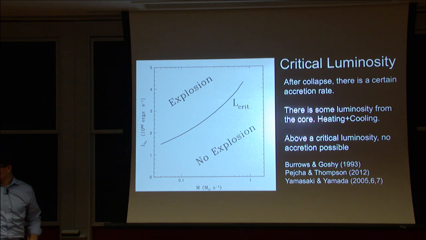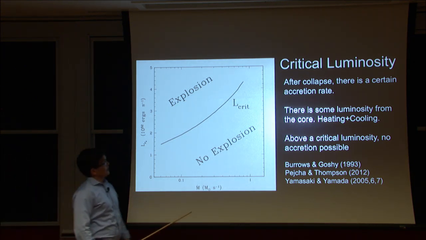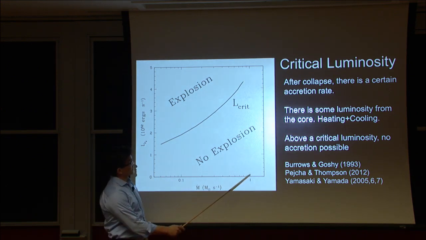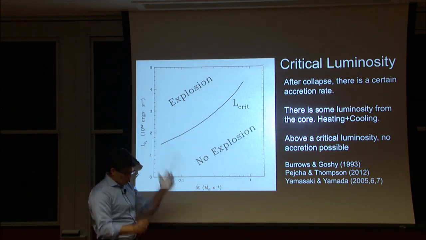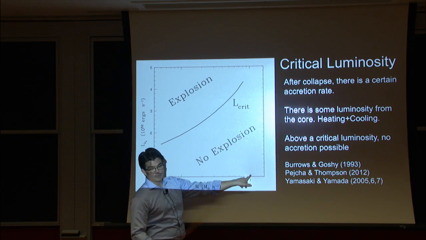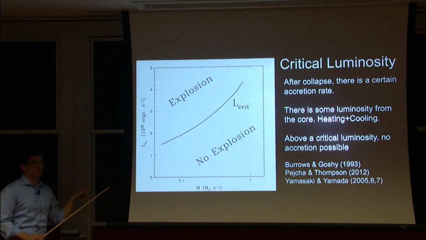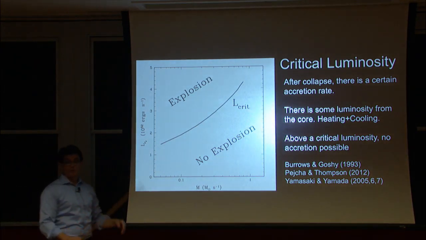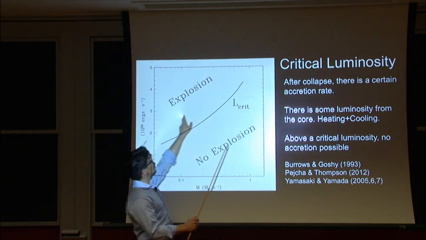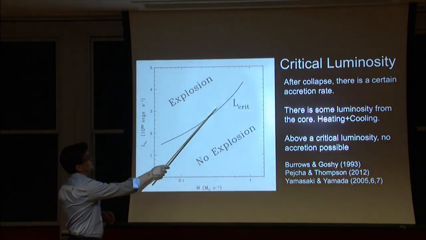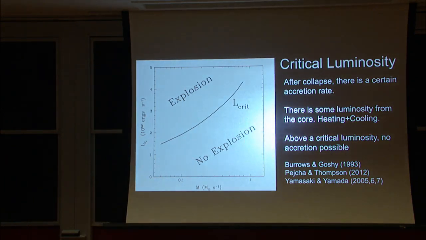So why do supernovae explode? The answer would be, why do supernovae not explode? Boom, the thing collapses, and it's one solar mass per second, let's say, and it's up here, and it goes blah, blah, and forms a black hole. Why does a supernova explode? It starts here, and it goes zipping across here, crosses the critical neutrino luminosity, and explodes.